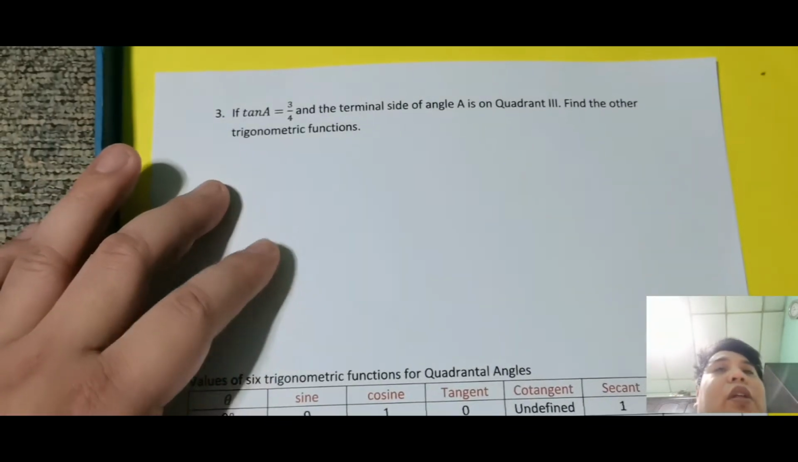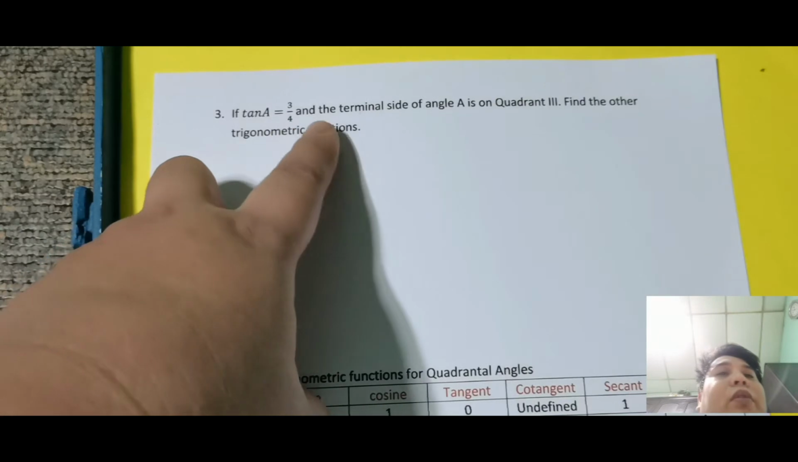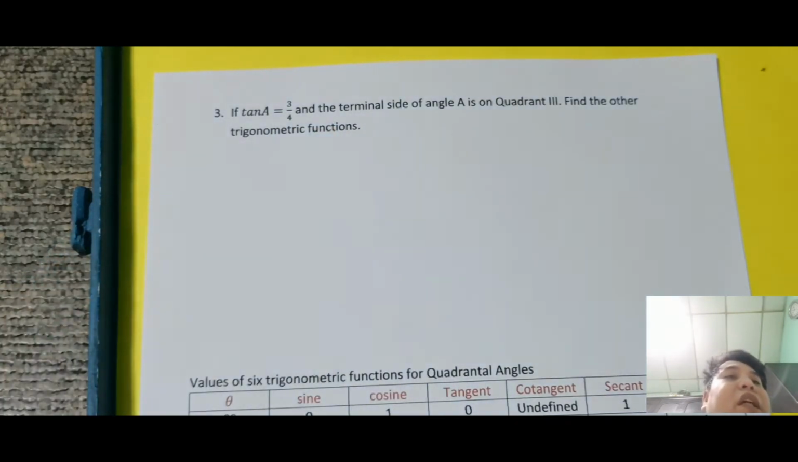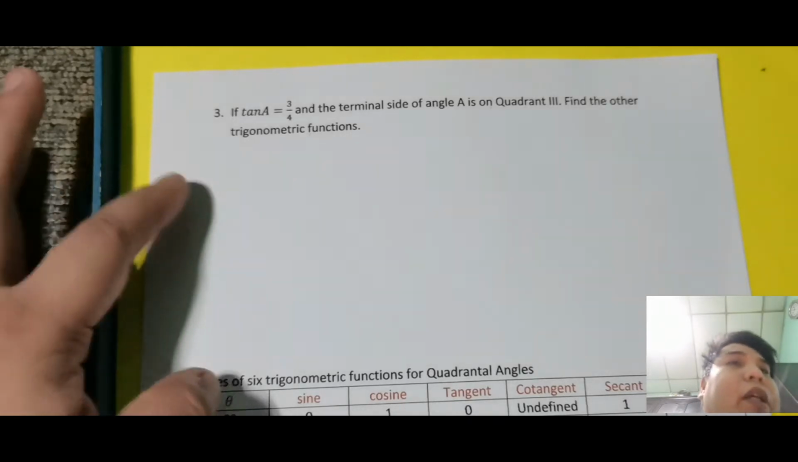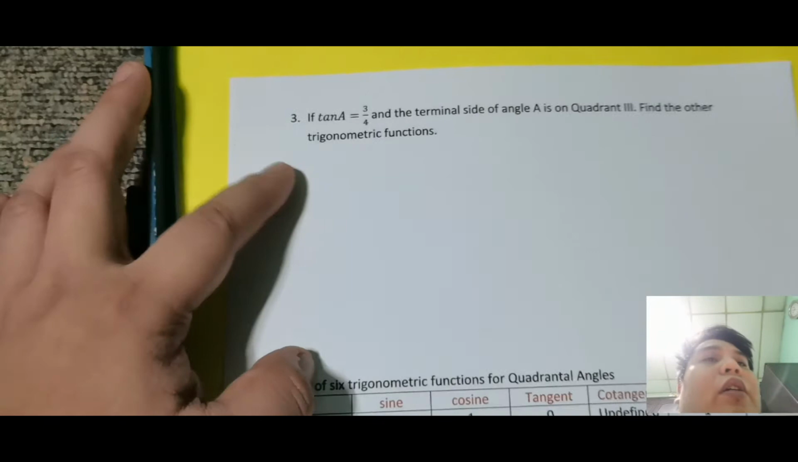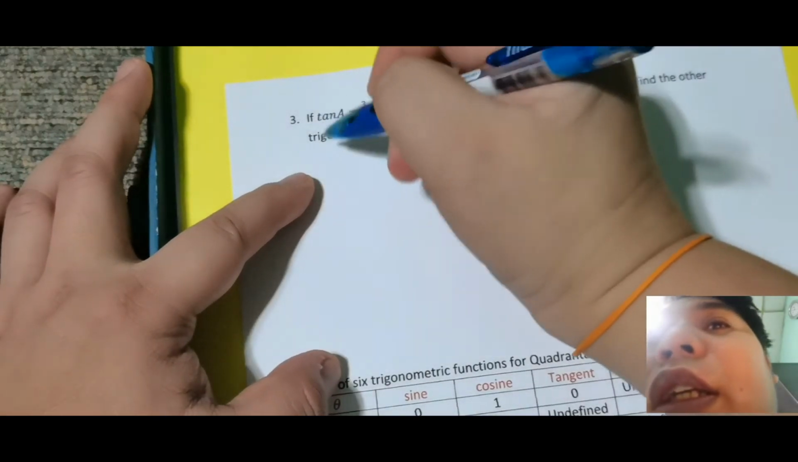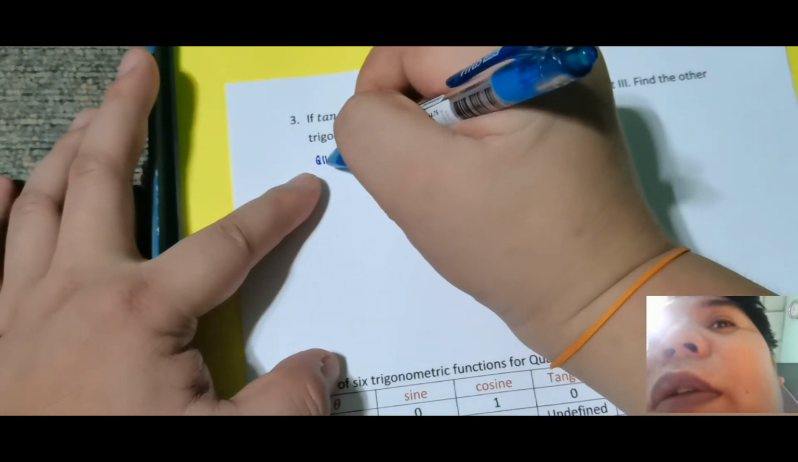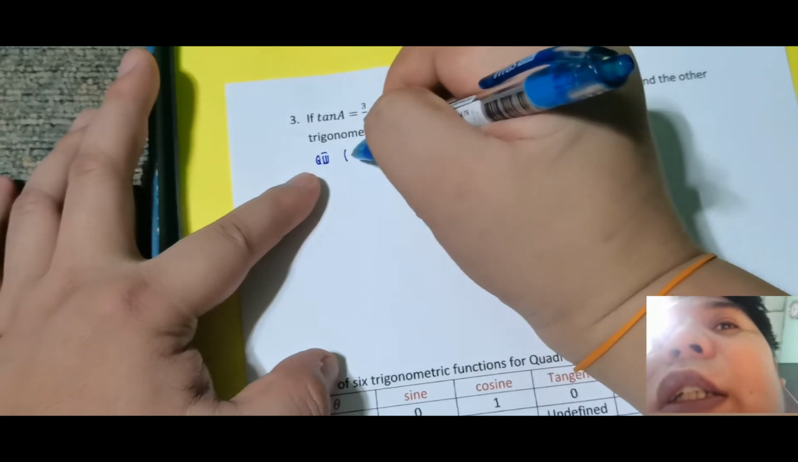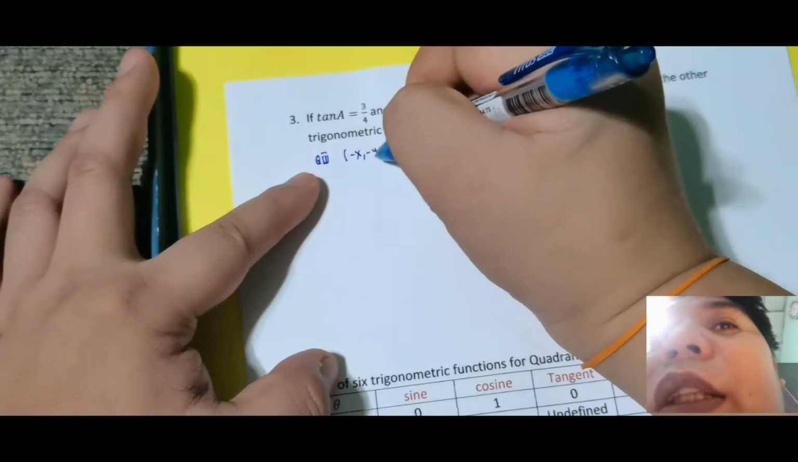Okay, so number 3, if tangent A is equal to 3 over 4 and the terminal side of angle A is on quadrant 3, find the other trigonometric function. Okay, so medyo kakaiba na, no? So, nasa quadrant 3 daw siya. Okay, so sa quadrant 3, si x is negative, si y is negative.